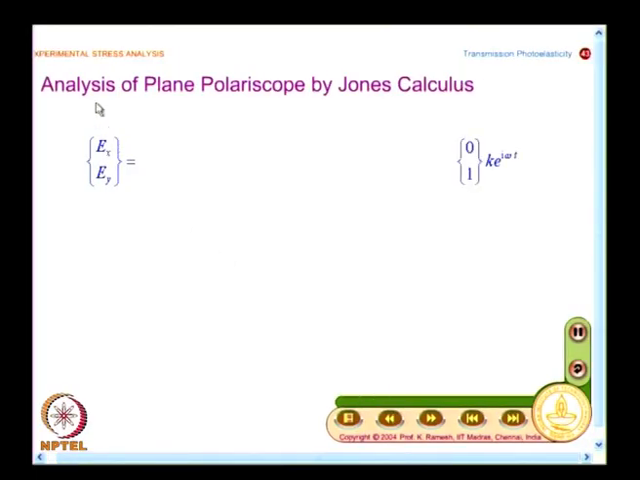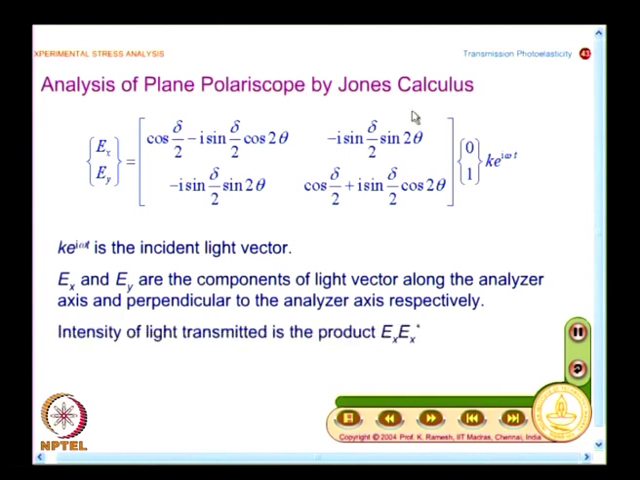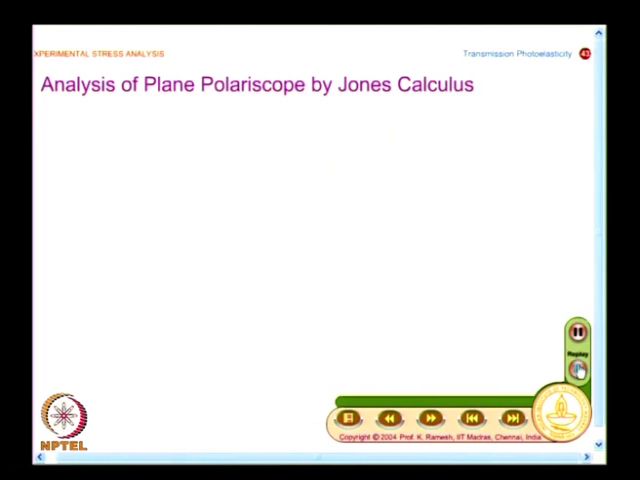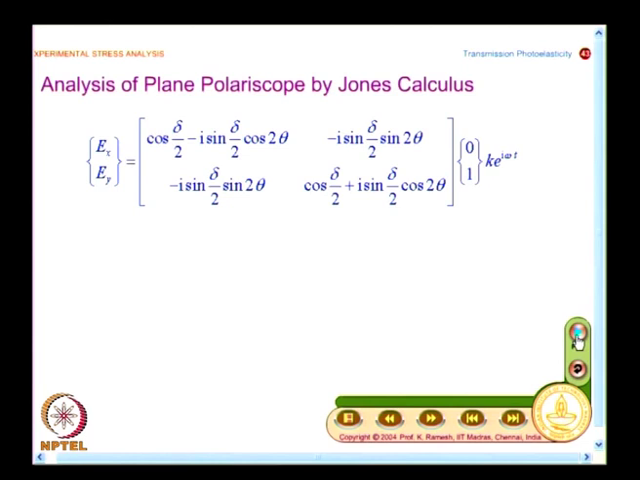So, we are going to do the analysis of the plane polariscope by Jones calculus, and I will repeat the animation. You will see here my interest is to find the light vector Ex and Ey, and I would also write this starting from the right. First I will say this is the light impinging on the model. So, I will put k e power i omega t first, then I look at what the first optical element is, and represent it. The first optical element here is the polarizer, and we have already seen how to represent a polarizer. I will simply put 0 and 1, and what is the next element?